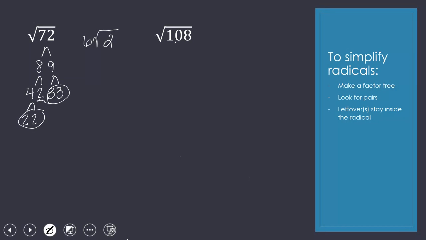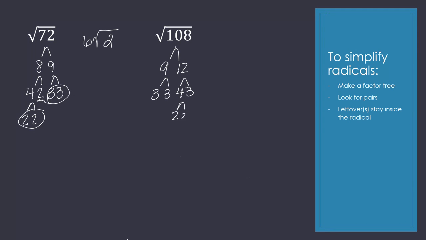Okay, so let's do 108. That's 9 times 12. 9 is 3 times 3. 12 is 4 times 3. And 4 is 2 times 2. So again, I have a pair of 2s and a pair of 3s, which I multiply to get 6 outside the radical. This time, my only leftover is a 3. So I have 6 square root of 3.